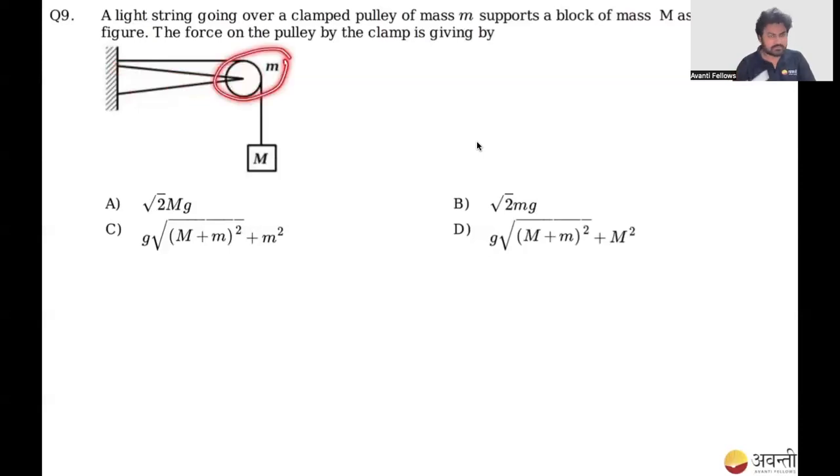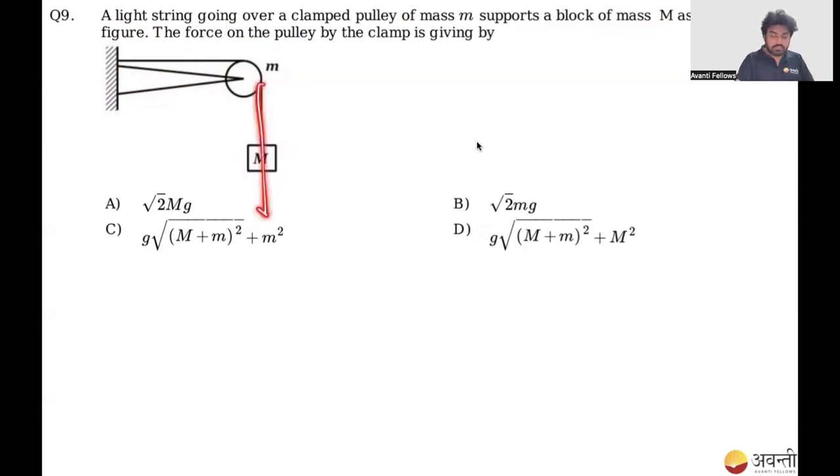So the mass of the pulley is small m. It supports a block of capital mass M, as shown in the figure. The force on the pulley by the clamp is given by what? You just imagine there is a pulley which is tied from a string, and there is another string going towards a block. I'm telling the feel of the question.